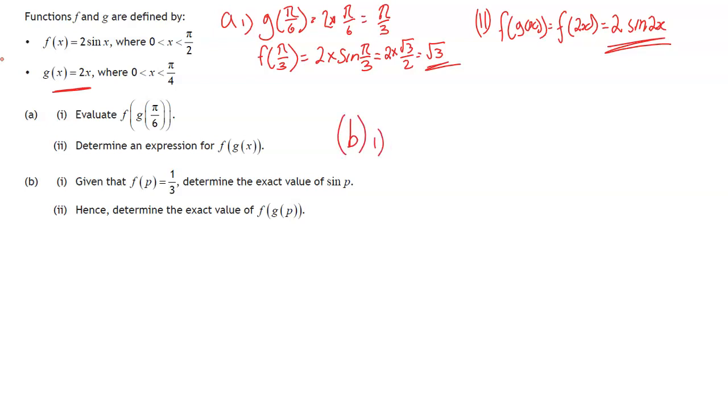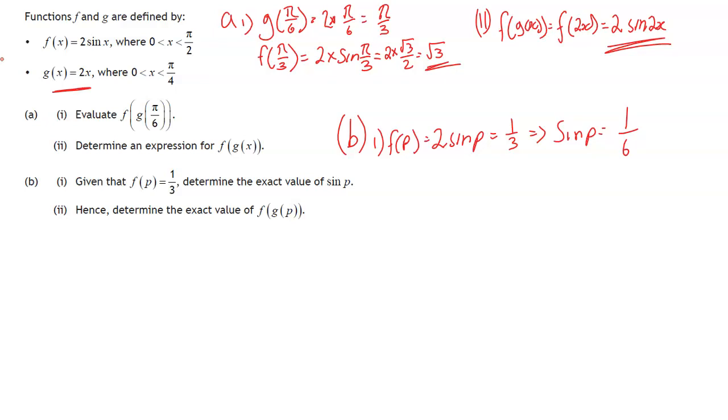So B part 1, given that f of p is equal to 1/3, determine the exact value of sine p. Now f of p is the equivalent of just 2 sine p. And what this is telling me is that that is equal to 1/3. So what that then means is that because 2 sine p is equal to 1/3, I can take it and get an exact value of sine p of 1/6.